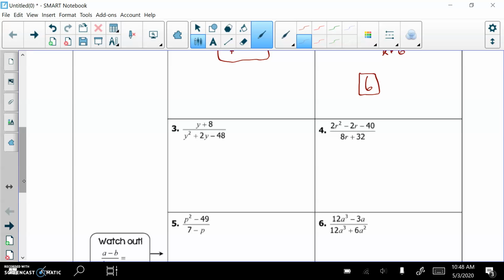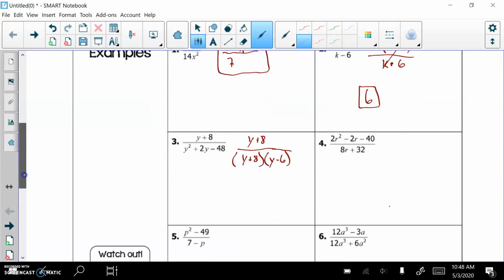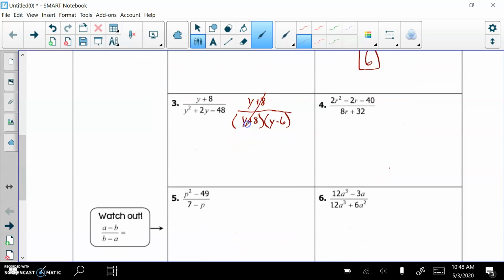And so number 3, we have a polynomial in the denominator, binomial in the numerator. Try to keep these as easy as possible as far as factoring. And the denominator factors into y plus 8, y minus 6. And we are asked to eliminate common binomial factors, numerator, denominator. So y plus 8 cancels, and we're left with 1 over y minus 6.